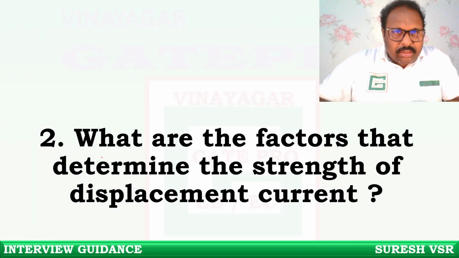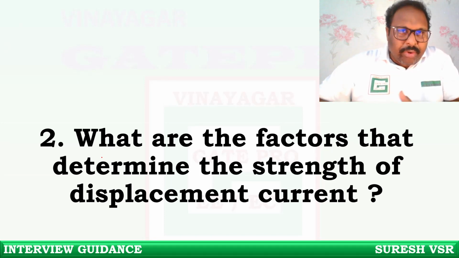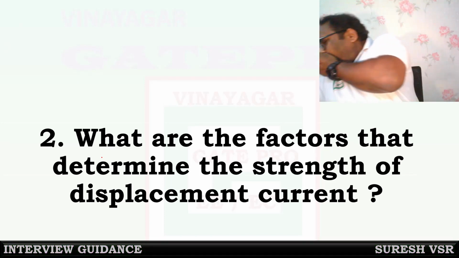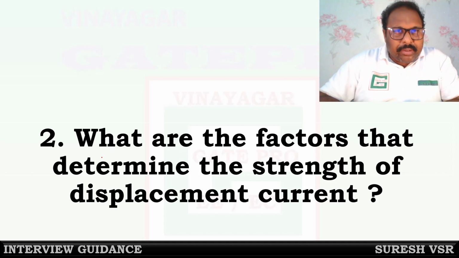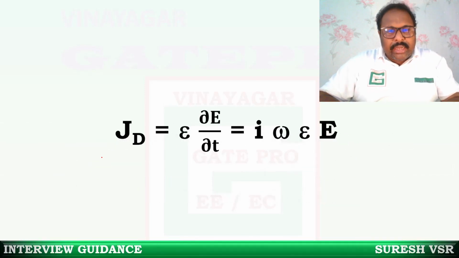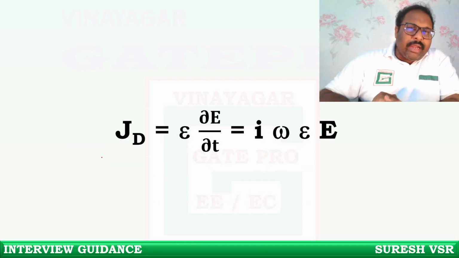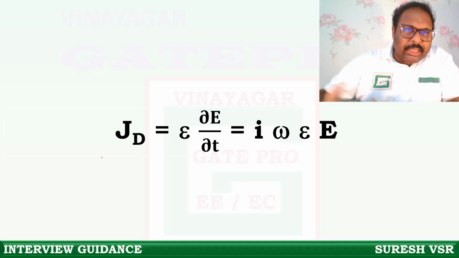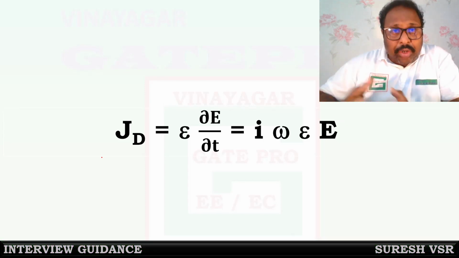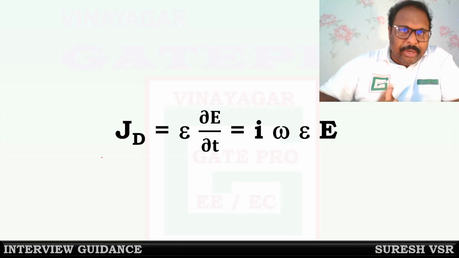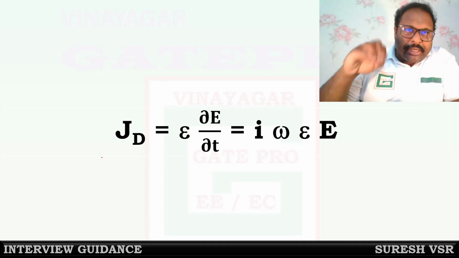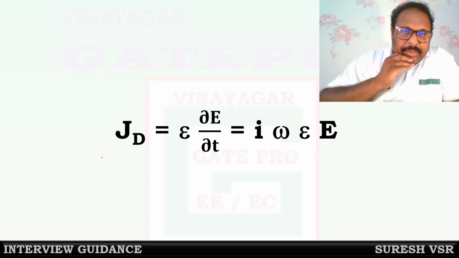What are the factors that determine the strength of the displacement current? This is exactly what I was discussing in the previous case. What is displacement current? Wireless energy transfer in the form of electric field. Whenever an electric field is changing with time, we say there is a displacement current. It's not electrons that are moving, but the electric field. So it's epsilon dou E by dou t. If electrons are moving, we call it conduction current. If the electric field is moving, we call it displacement current. So it's dou E by dou t, not dou Q by dou t or dQ by dt.